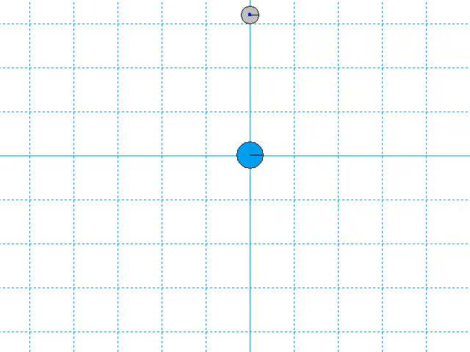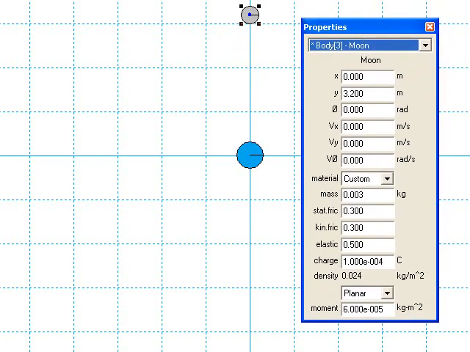I hit OK, then I hit the run button, and if we just leave these two here, they will attract each other gravitationally and slam into each other. Notice that I made this blue as if it was the Earth and gray as if it was the Moon. You notice that the Moon accelerates faster towards Earth. The force on the two is actually the same, but the acceleration on the Moon is much larger, because the mass of the Moon is much smaller. I gave it 0.003 kilograms.